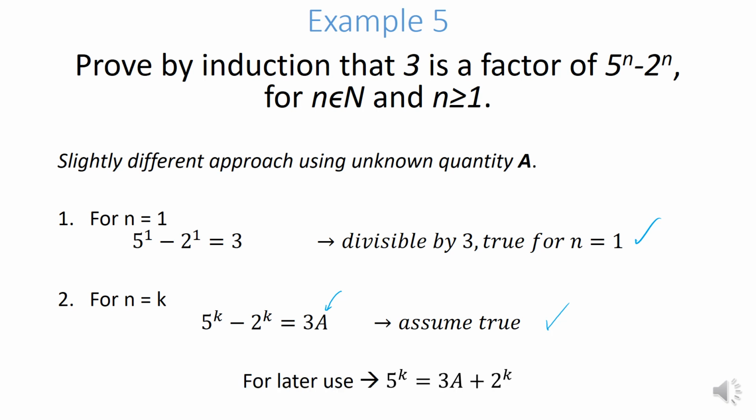For later use, I've rearranged that slightly and added 2 to the power of k to both sides. So rearranging that gives me an expression for 5 to the power of k: 3a plus 2 to the power of k. Going on to the third step and the k plus 1 term, let's firstly write it down with k plus 1 in the position where n was in the original statement. So 5 to the power of k plus 1 minus 2 to the power of k plus 1.